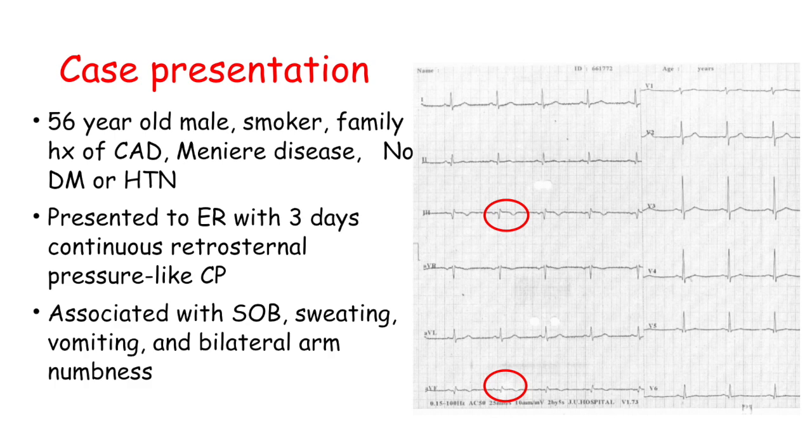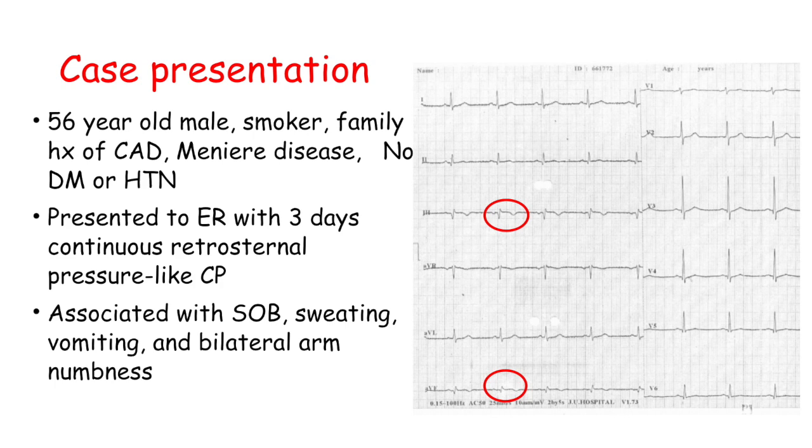I'm going to start with a case that presented to Jordan University Hospital 2 years ago. This is a 56-year-old male patient. He's a smoker. He does have a family history of coronary heart disease. He has a history of Meniere's disease, no history of diabetes, no history of hypertension, who presented to the ER with a 3 days history of chest pain. His chest pain is associated with shortness of breath, sweating, vomiting, bilateral arm numbness, typical anginal chest pain.